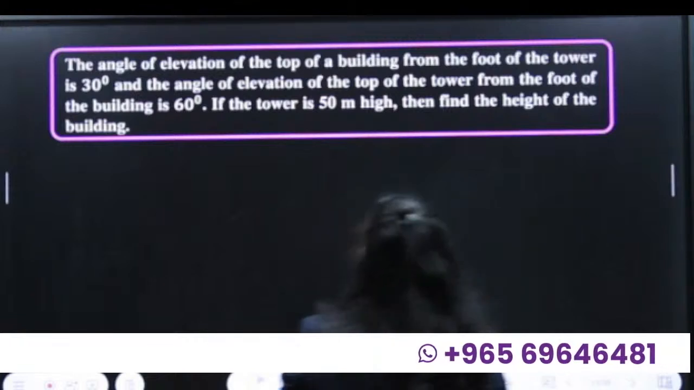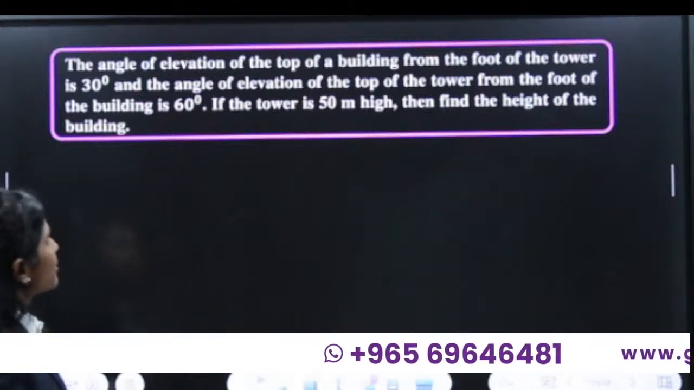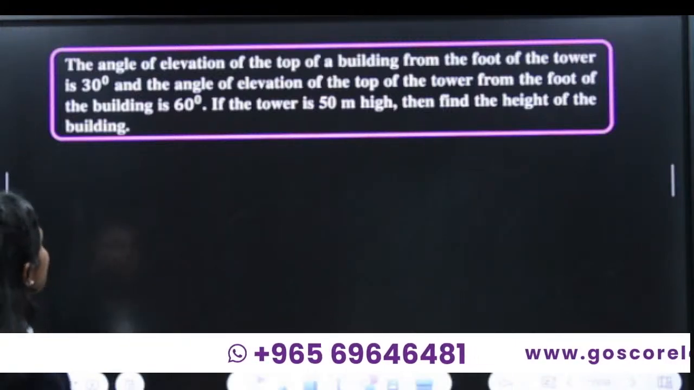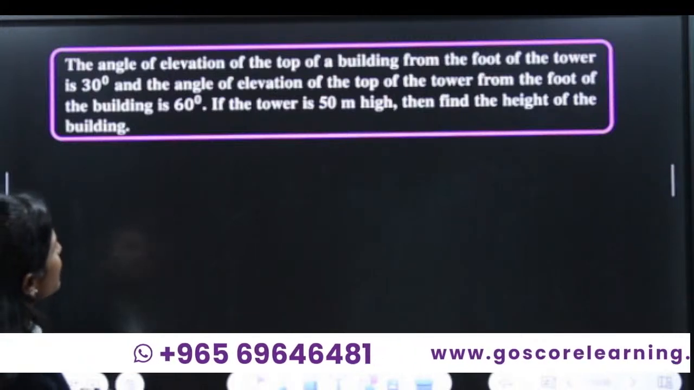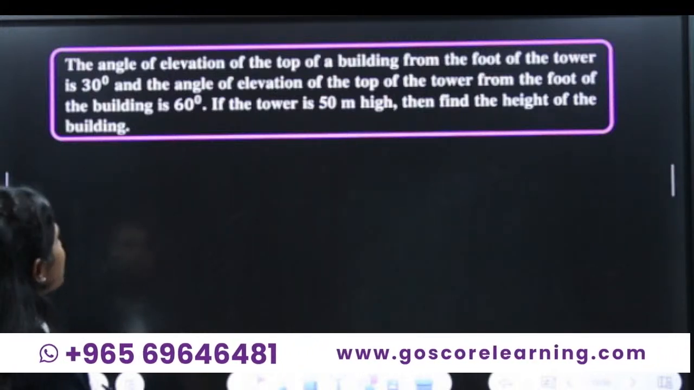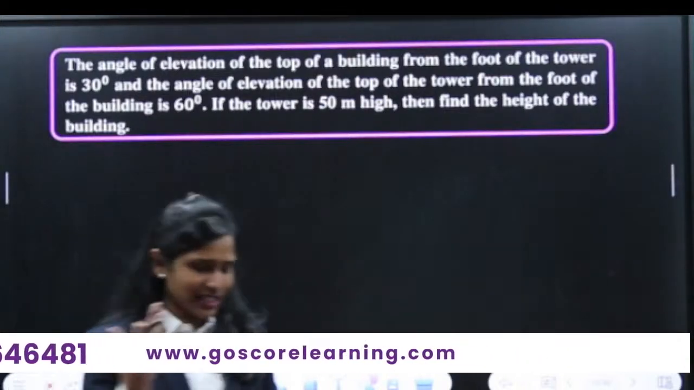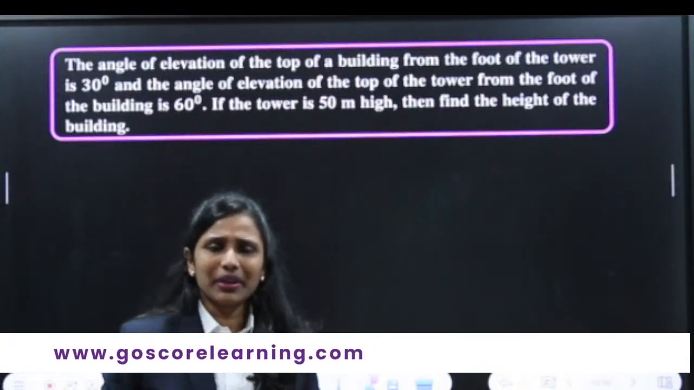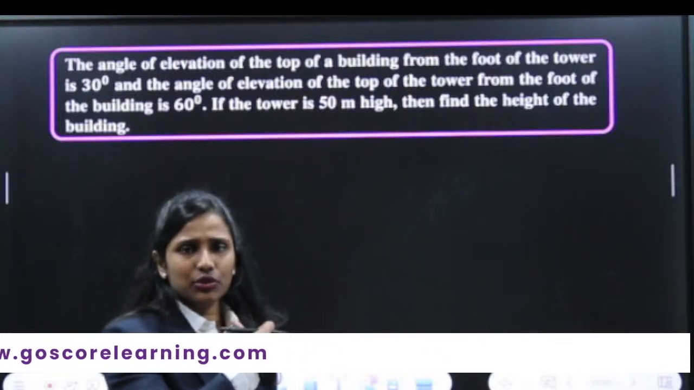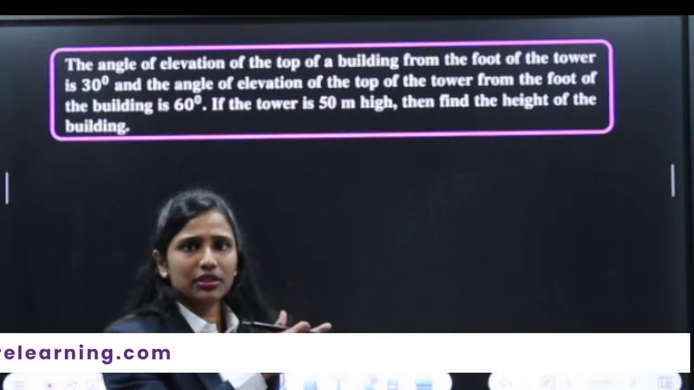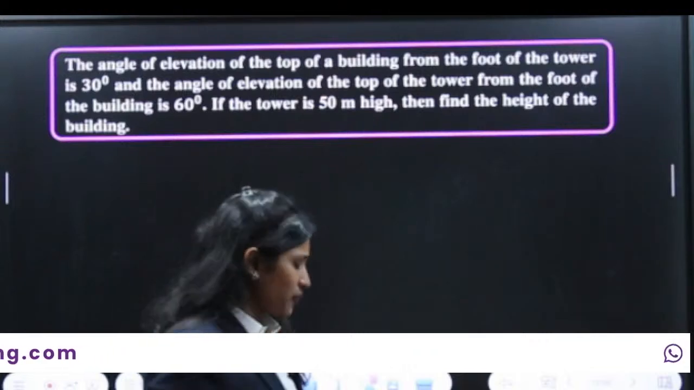Now the next question. The angle of elevation of the top of a building from the foot of the tower is 30 degree and the angle of elevation of the top of the tower from the foot of the building is 60 degree. What is this? Okay, why are they twisting these questions? But we have this in our textbook, right? In a reader, we had this question. Okay, so don't worry, we know how to do that.